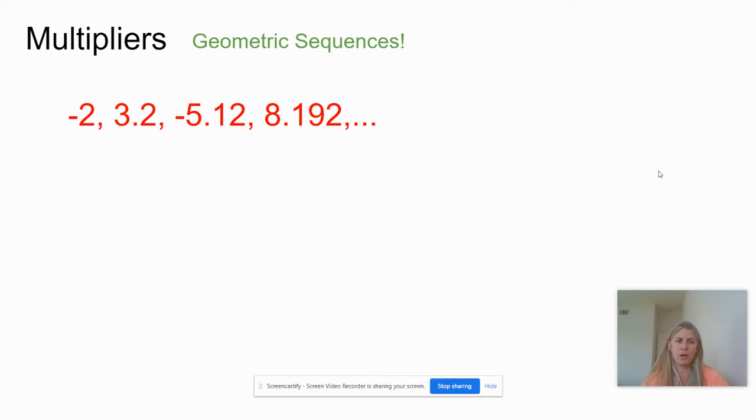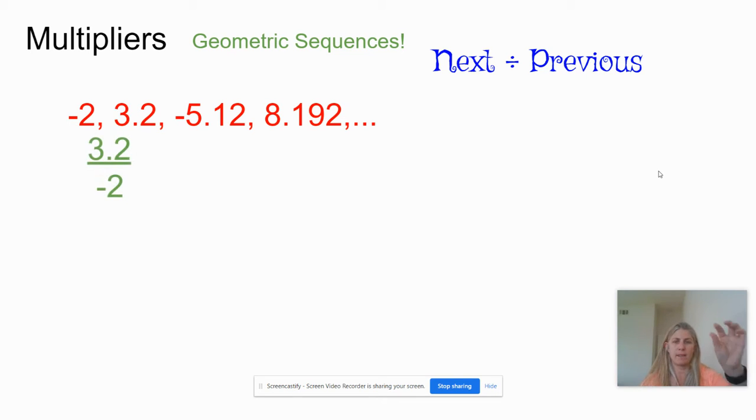So since I don't know in my brain, obviously, what do I multiply -2 by to get 3.2, I'm going to use the formula that we've been talking about the whole time, which is the next number divided by the previous number. So we're going to take the next number, 3.2, and divide it by -2 in our calculator. It can be any two numbers that are next to each other. We could have easily done 8.192 divided by -5.12. Obviously, it's going to be important to use your calculator for these.